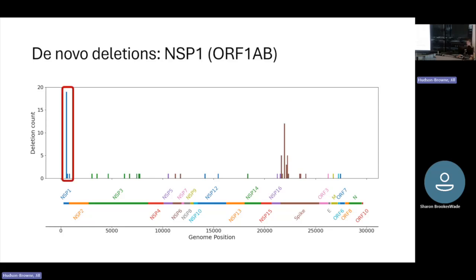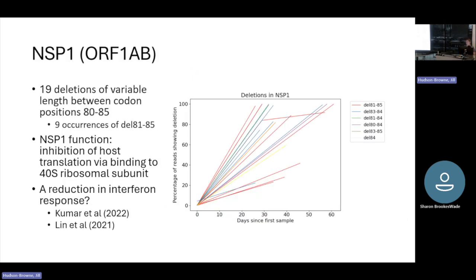In non-structural protein 1. And this is quite interesting because the deletions that we see in this aren't actually very common at the within-host level. So we see 19 deletions of variable length between codon positions 80 and 85. The most common of these was del 81 to 85. So the effect of these deletions is actually a bit unclear.